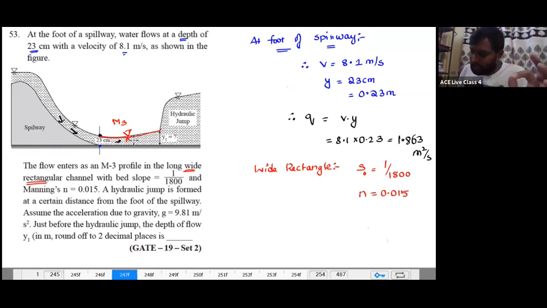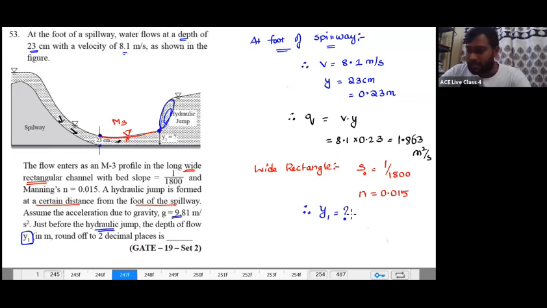Now, a hydraulic jump is formed at a certain distance from the foot of the spillway, so keep that in your mind. The hydraulic jump is not at 23 centimeters; it is away from the foot. This is the M3 profile, and this is the position where the hydraulic jump takes place. Assume the acceleration due to gravity g is 9.81. Just before the hydraulic jump, the depth of flow y1 is asked.